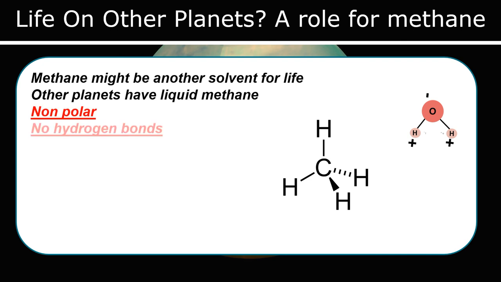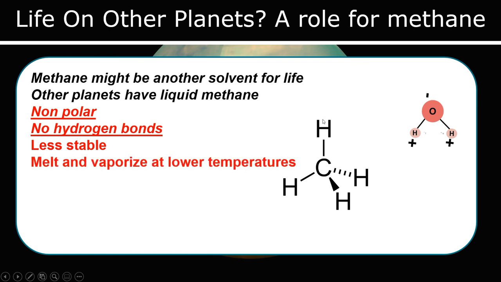Yeah, okay, so this is nonpolar, so no hydrogen bonds. So this molecule overall is going to be less stable because it doesn't have the ability to make all those hydrogen bonds like water. So you would expect that it's going to have a lower specific heat, a lower heat of vaporization, kind of a lower everything. It's going to also melt and vaporize at lower temperatures. But in comparison, methane can dissolve nonpolar substances. So it should be able to dissolve, say, lipids.